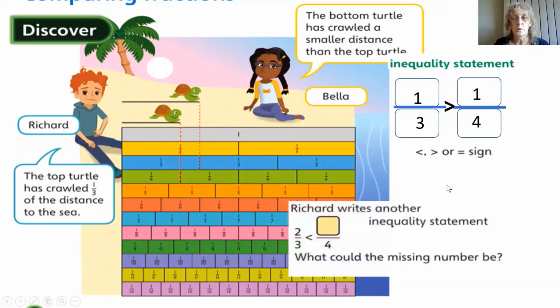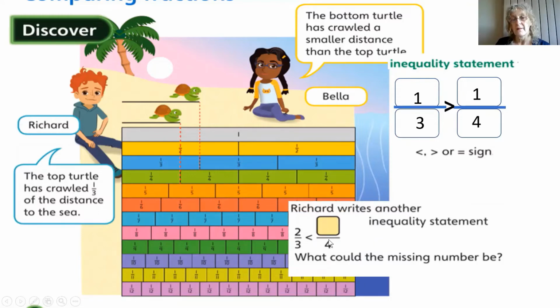So let's look at what Richard says now. Richard writes another inequality statement. So now he's looking at 2/3 and he wants to find an answer. Remember, the 2/3 now has got to be smaller than this. This has got to be greater than. Can we see how that sign's changed? It's not like this one now. We're looking at this has got to be larger than that. That's got to be smaller than that.